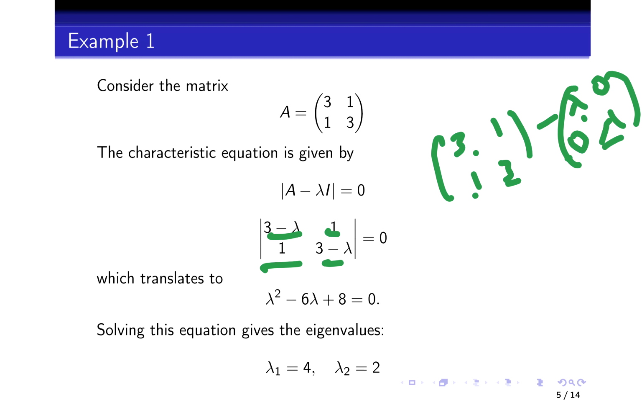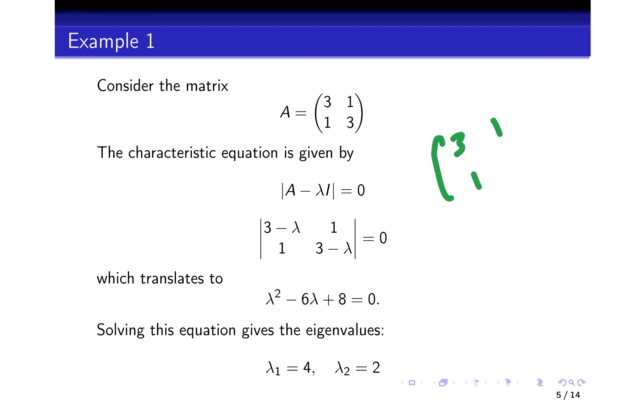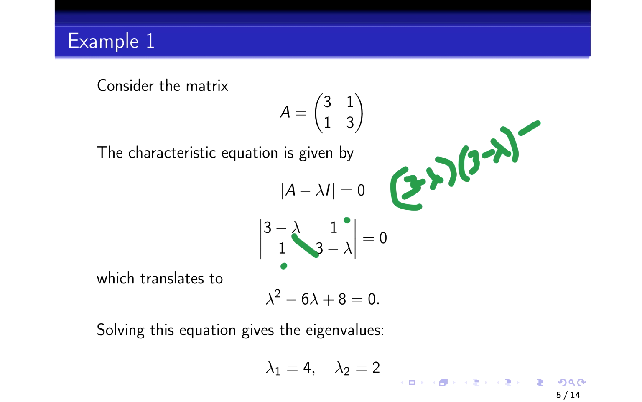And the next thing you want to do is to find the determinant of the left-hand side. To find the determinant of this, it's 3 minus lambda times 3 minus lambda, minus 1 times 1, and all of that is equal to 0. So we try to expand this. 3 times 3 is 9.